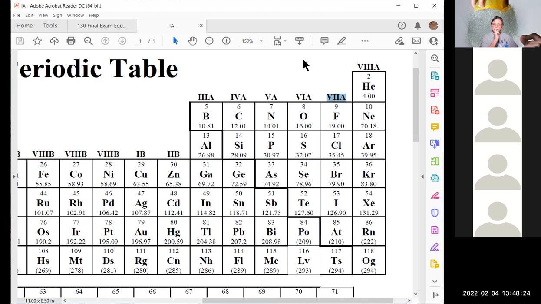Being a non-metal, fluorine wants to gain electrons. The question is, how many does it gain? The answer is, it depends on the group that it's in. It's in group 7. It wants to get to that magical 8. How many more does it need to gain? To get that magical 8, it only needs 1 electron.